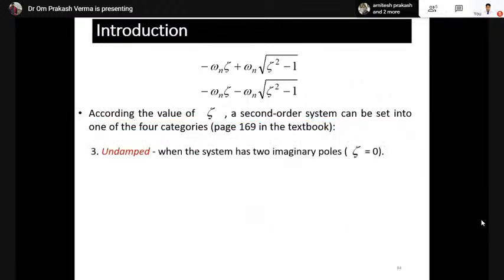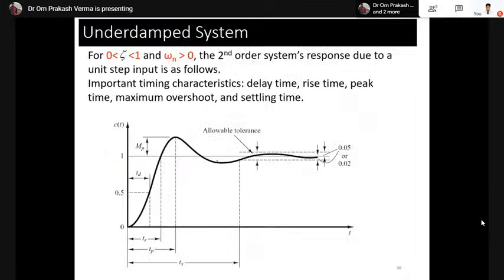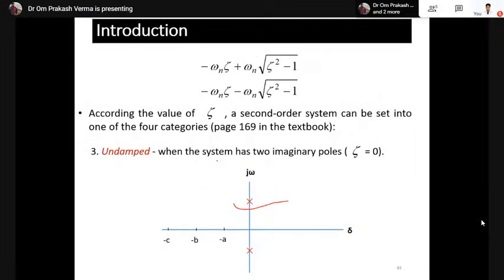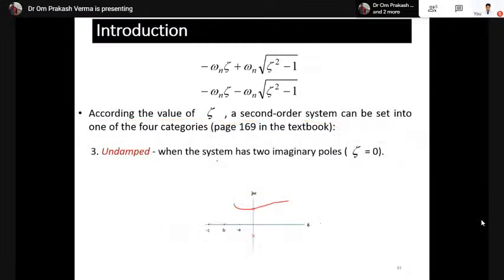Okay, and the third category is undamped. And the fourth category is critically damped. So there are four types of problems usually occurring in the second order control system. First the overdamped system, second the underdamped system, third the undamped system, and fourth the critically damped system, right?